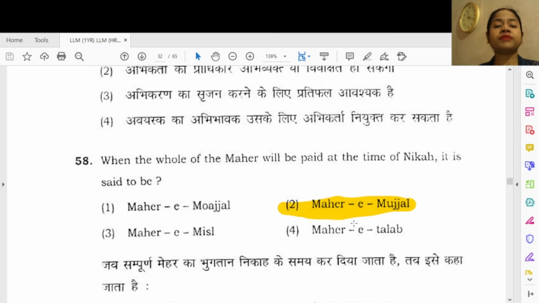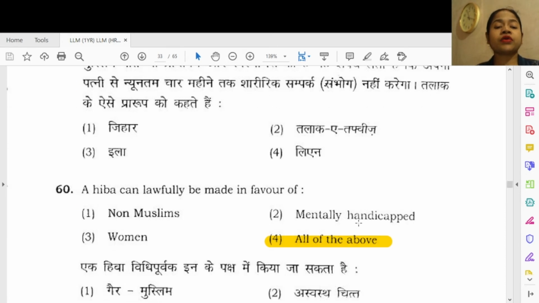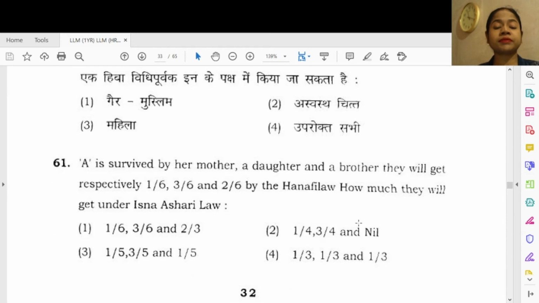58. When the whole of the mehr will be paid at the time of nikah, it is said to be mehr-e-muajjal, and if it is deferred, then it is known as option number 1, mehr-e-mu'ajjal. But in this case, the correct option is option number 2. Question number 59. A Muslim husband who is mature and of sound mind swears not to cohabit with his wife for not less than 4 months. Such a mode of talaq is known as option number 3, ila. Question number 60. A hiba can lawfully be made in favor of all of the above, option number 4, non-Muslims, mentally handicapped, as well as option number 3, women.